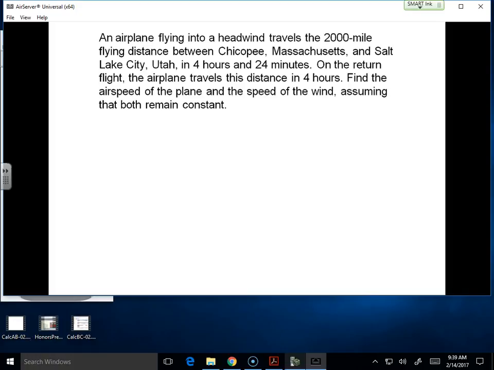What are they asking for at the end? Find the airspeed of the plane and the speed of the wind. So we don't know the airspeed of the plane. We call that P for plane. Okay. Then what am I going to do for the speed of the wind?